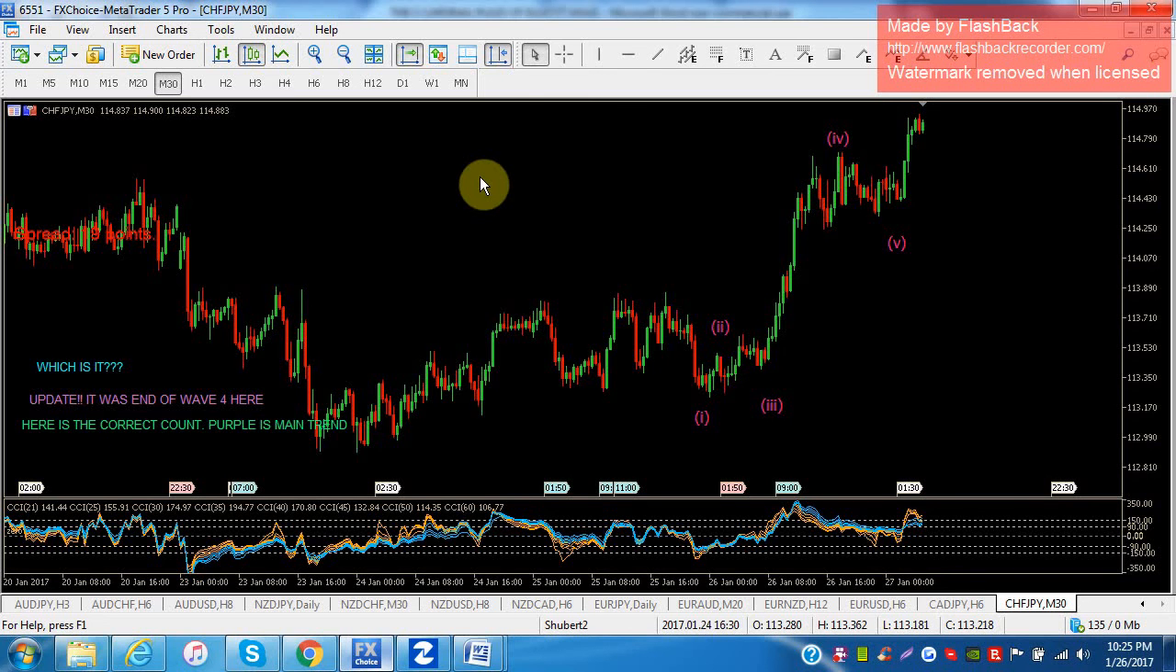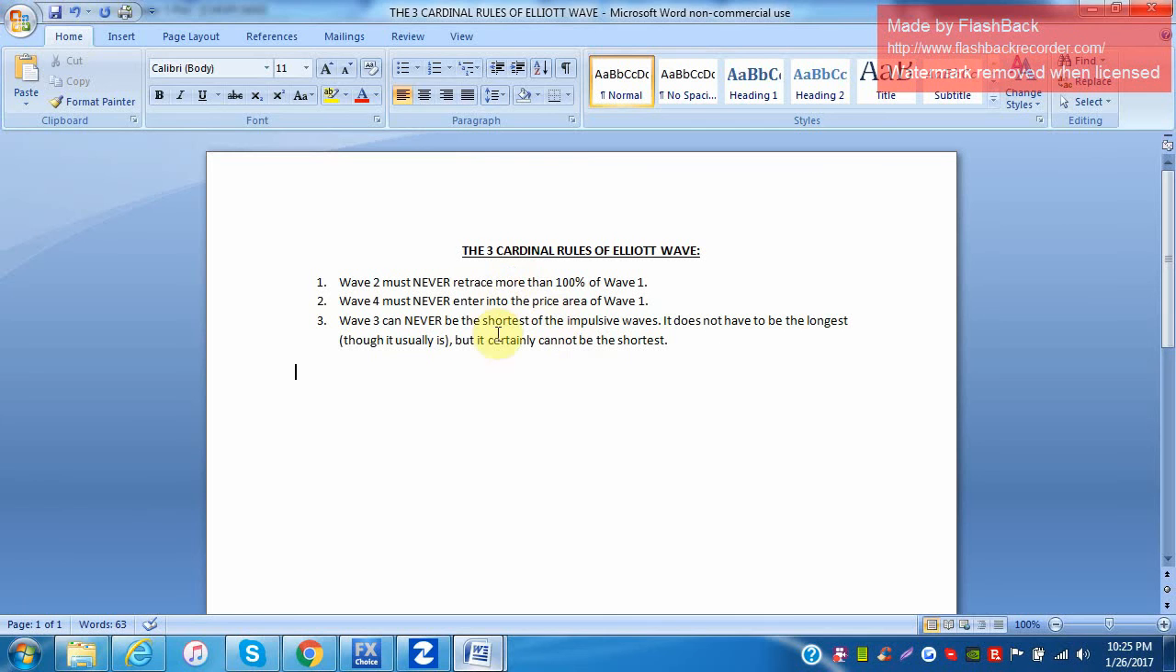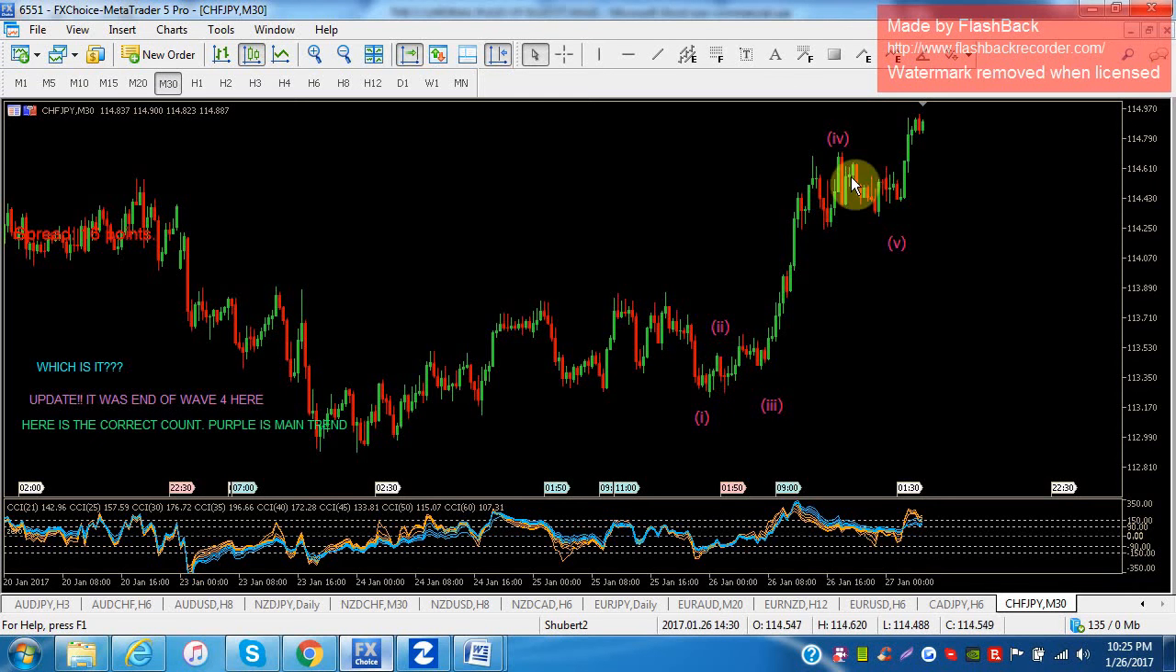But like I said, the main thing to take out of this is the 3 cardinal rules for Elliott that you cannot break. These are the only hard and fast rules. The rest of them are guidelines, but they're not rules. But those are the 3 hard and fast ones. And the fact that labeling is not the most important thing. It's more about the structure.